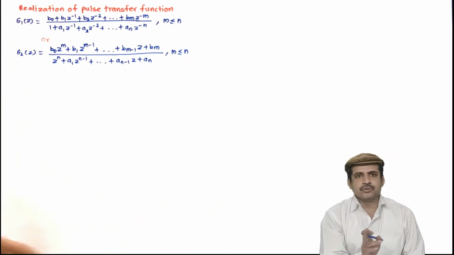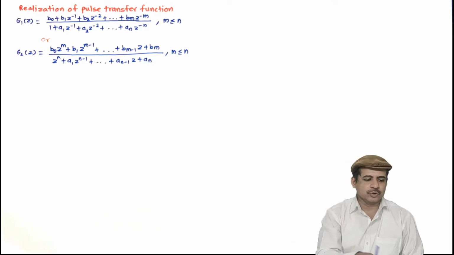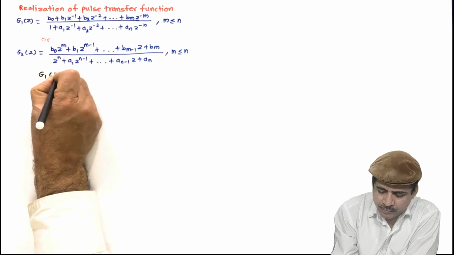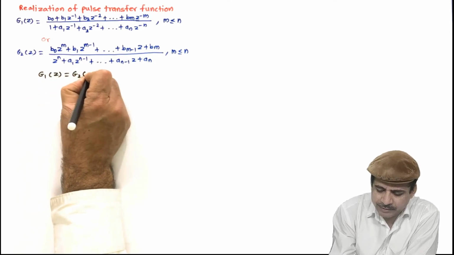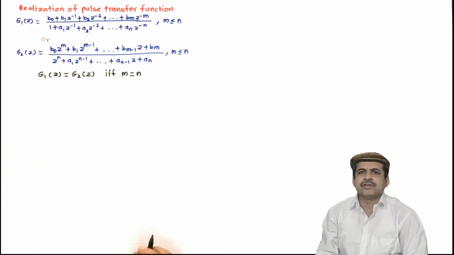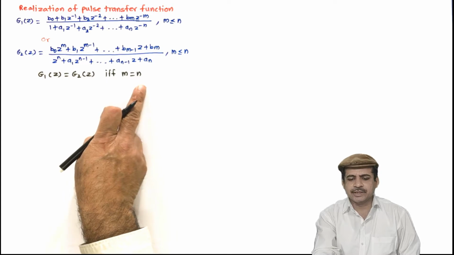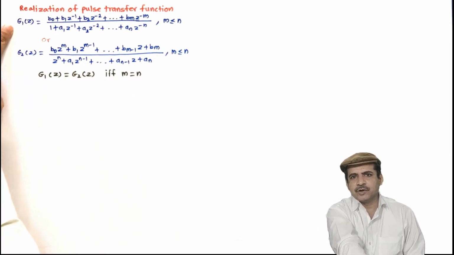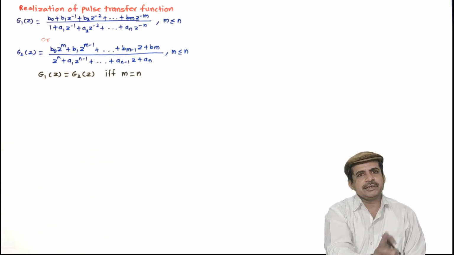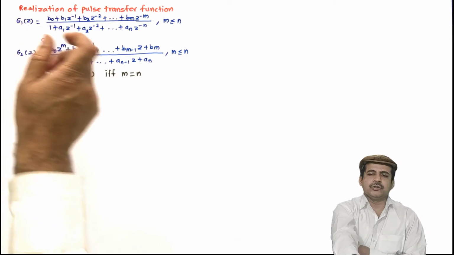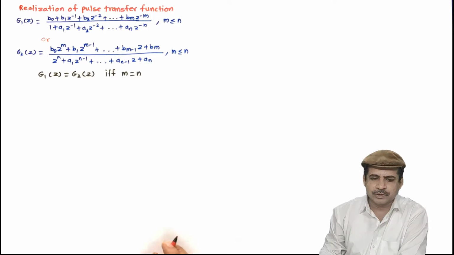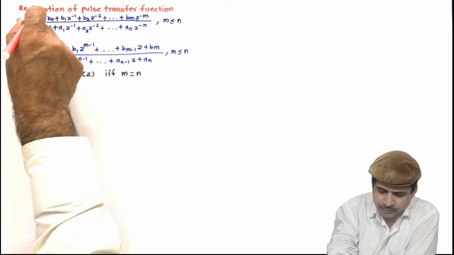Now this G1 is not equal to G2 unless m is equal to n. So I will make a note that G1 of z and G2 of z are same if and only if m is equal to n, otherwise not. And hence if m is not equal to n, realization of G1 of z will not be same as realization of G2 of z. But if m is equal to n, then both will be same. So now what we will do, we will rewrite this transfer function and we will obtain its realization. So we will do with this.